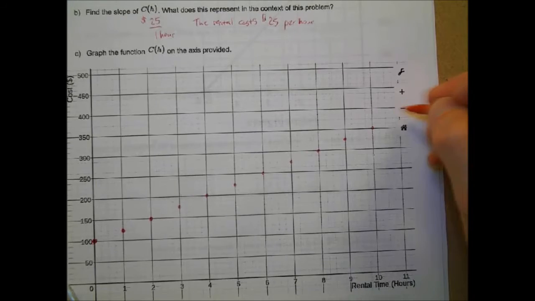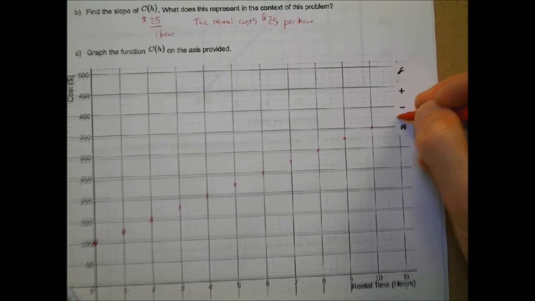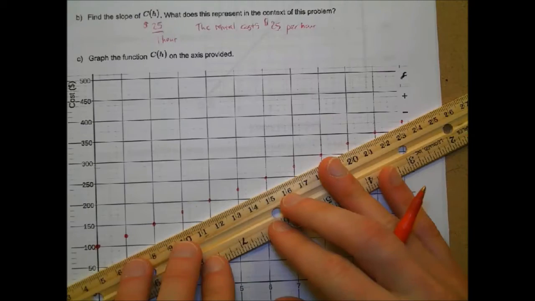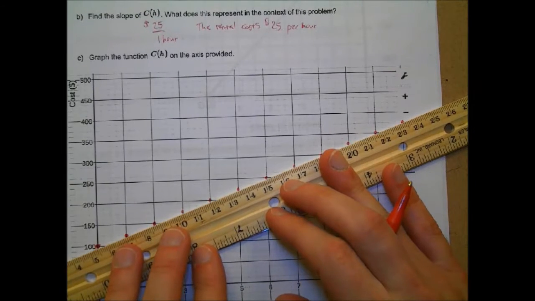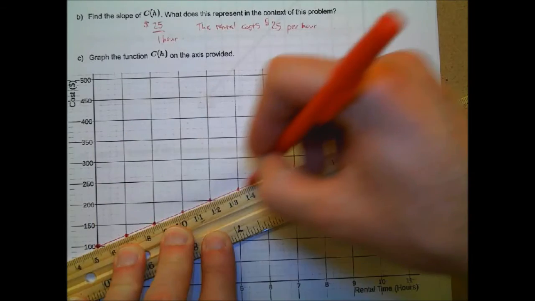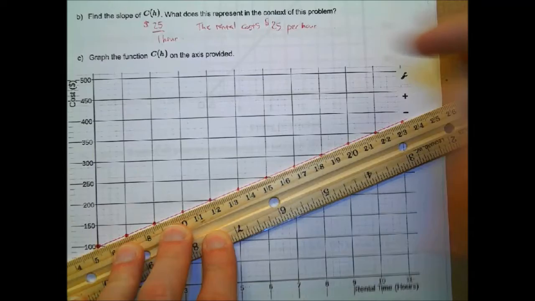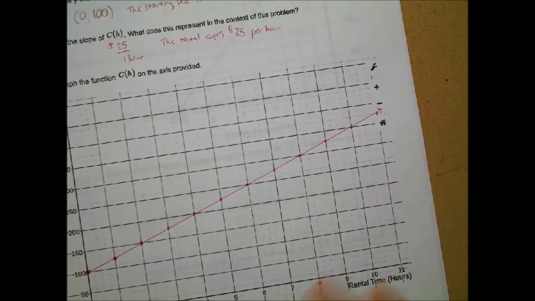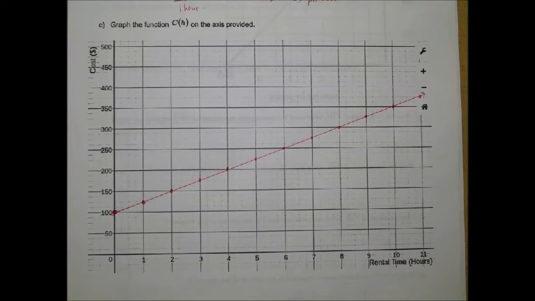Actually, Mr. Whitmire, can I have a volunteer? Yes. What's it called? Any of them. Okay, so connect the dots. And there it is. Now, the domain for this graph.